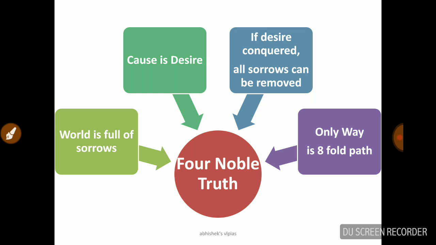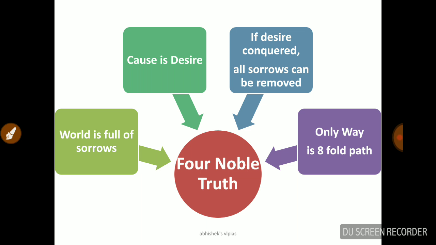That means the cause of whatever sorrows you have is desire. What is the cause of all worries or sorrows? The desire for something. So the cause is always desire. If you want to conquer desire or get rid of it, all sorrows can be removed. Okay, how can we remove the sorrows or get rid of the desires? The solution is there with Buddha.